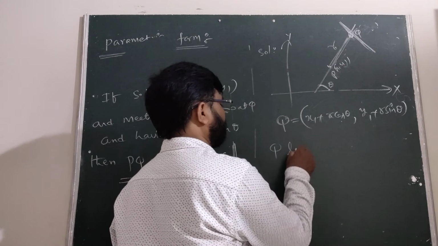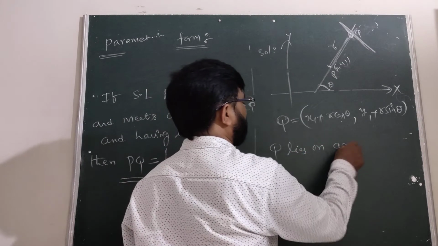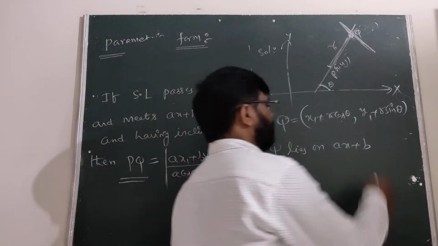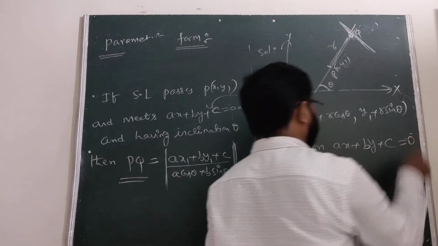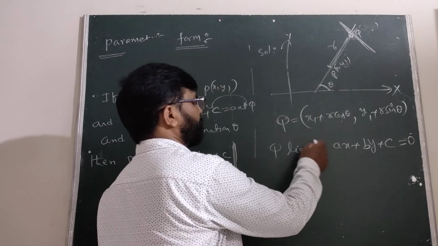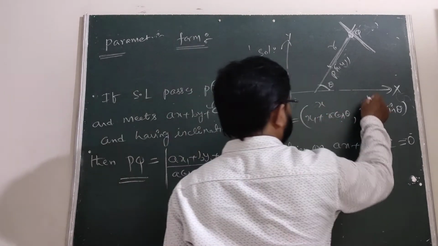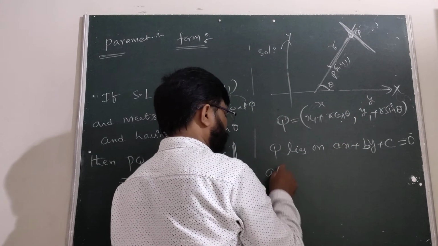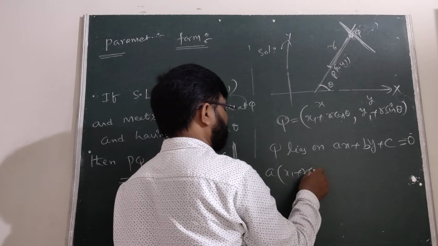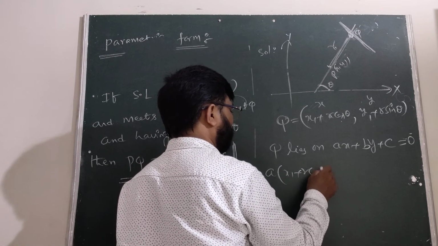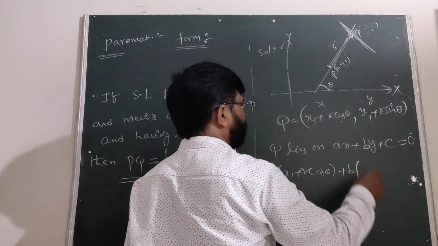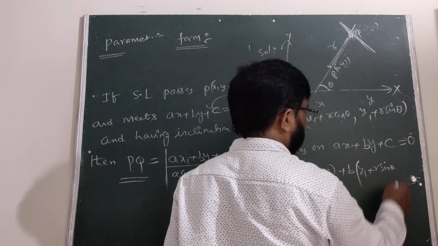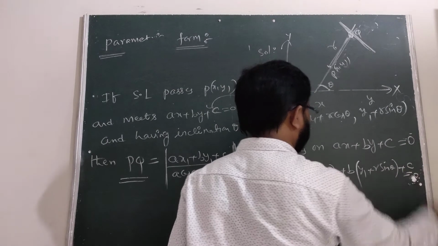Now Q lies on the line. That means Q lies on ax plus by plus c equal to 0. Now this is replaced by this point, x and y. So a into x, that means a into x1 plus r cos theta, plus b into y1 plus r sin theta, plus c equal to 0.